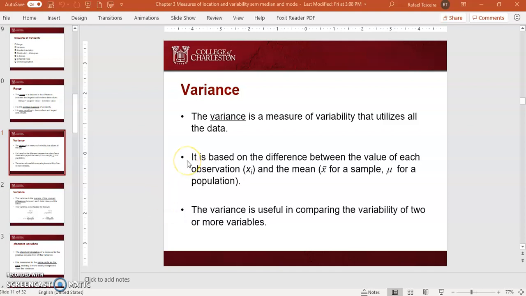Hi, in this video I'm going to talk about variance. Variance is another measure of variability, of how much the values vary around the mean in our data set. This is basically what variance is.